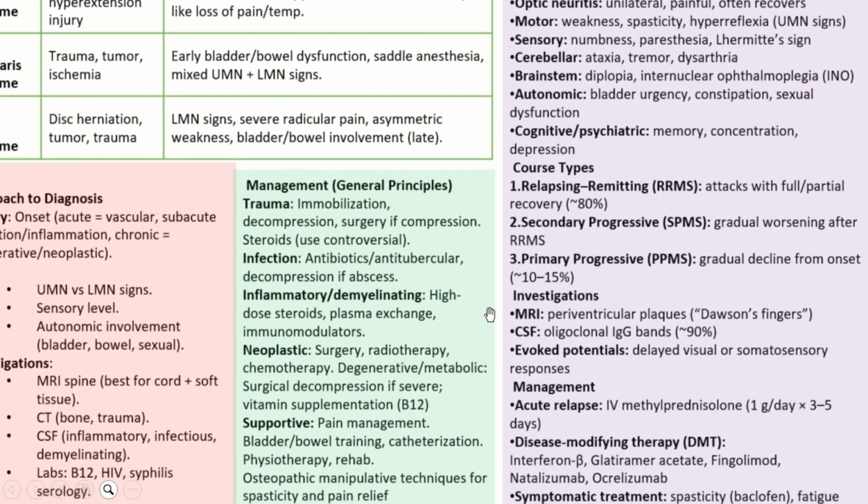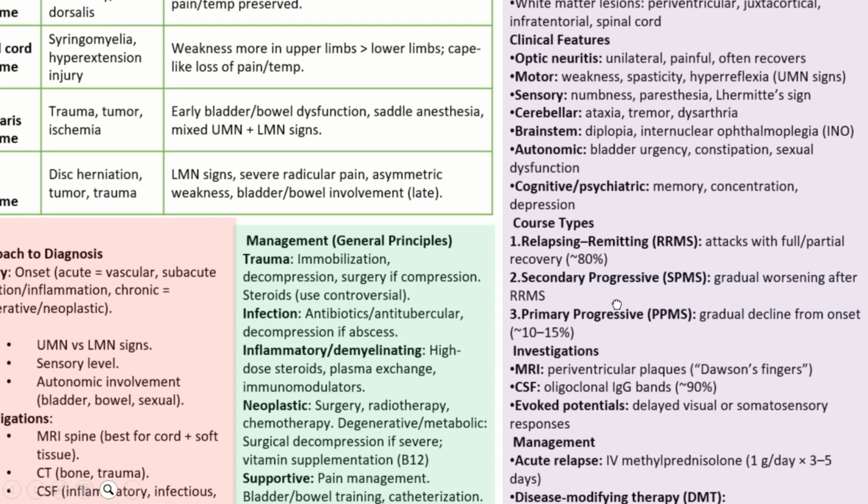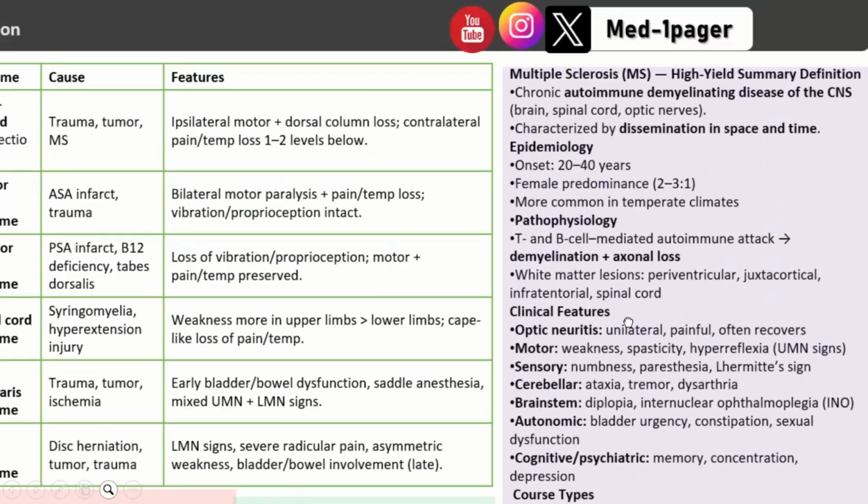Then management is going to be immobilization, decompression, and surgery if there is compression, as well as steroids. For infections, you want to give the antibacterial and solve the infection. For inflammatory and demyelinating disease, high dose steroids, plasma exchange, as well as immunomodulators. For neoplastic or tumors, that is surgery, radiotherapy, and chemotherapy. If it's degenerative, you want to give supplementation like vitamin B12, and give supportive care for the pain, for the bladder dysfunction, and so on.